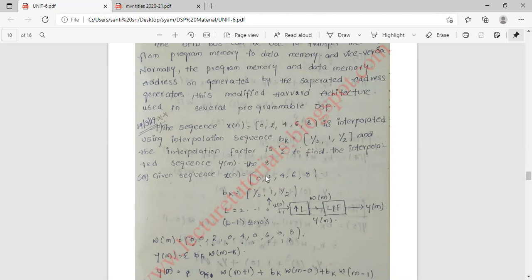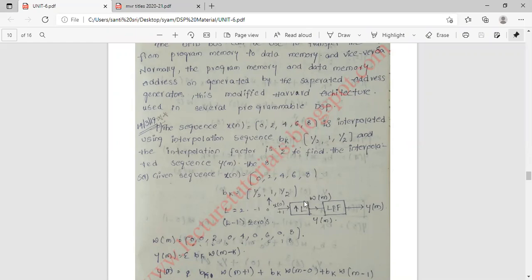So the given sequence x of n is this one. The interpolation factor is given as 2. Interpolation factor means L is 2. The number of zeros introduced in between this sequence is L minus 1. Here L is 2, L minus 1 is 1. So one 0 we have introduced between these two, between these two, between these two, between these two.